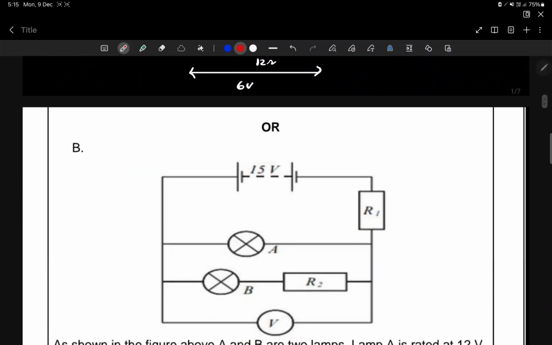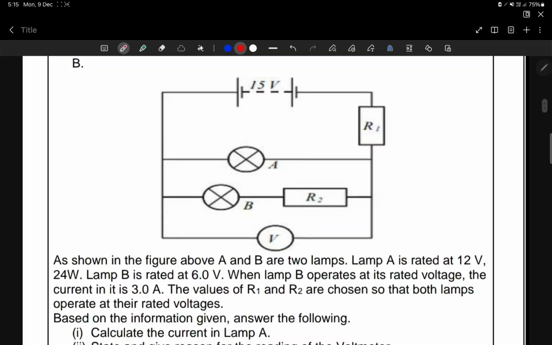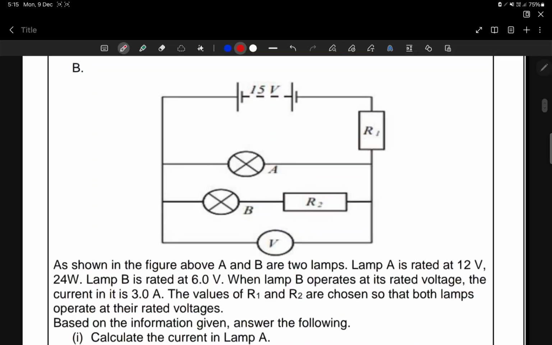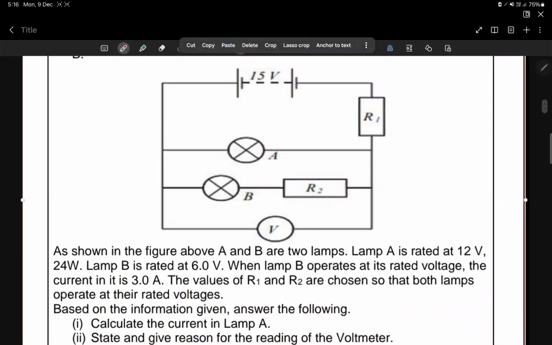So next, come to our next question. Another question is given, that is from electricity also. This is one of the important questions. Now you see, it is mentioned, as shown in the figure above, A and B are 2 lamps, and lamp A is rated at 12 volt, 24 watt. Lamp B is rated at 6 volt.